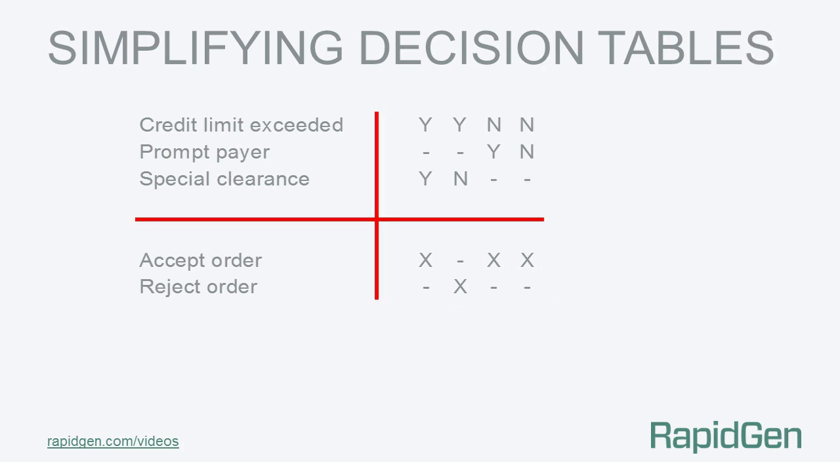This table can be simplified further. If we look at rules 3 and 4, we see they are identical except for the second condition. Is the customer a prompt payer? By simplifying these two rules, the resulting table will just have 3. A third rule, n-(-)-x'.